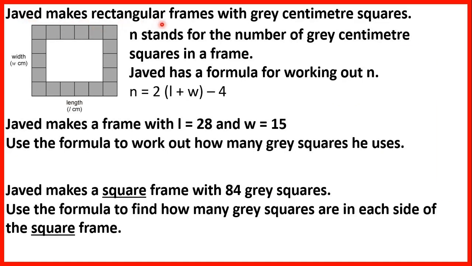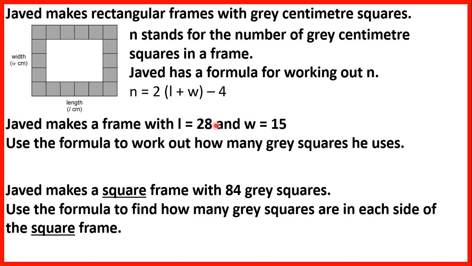Javed makes rectangular frames with grey centimetre squares. N stands for the number of grey centimetre squares in a frame. Javed has a formula for working out N. N equals 2(L plus W) minus 4, where L is the length and W is the width. Javed makes a frame with a length of 28 and a width of 15. Use the formula to work out how many grey squares he uses.